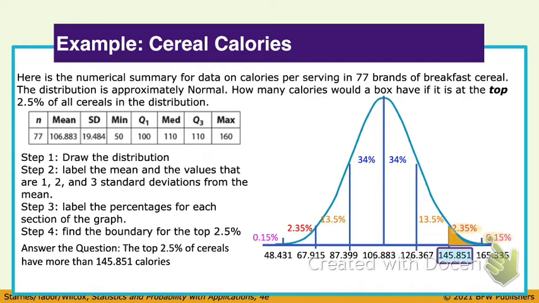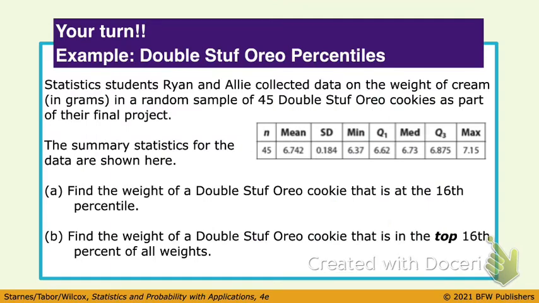Let's try this last practice problem here. We've got double stuffed Oreo. Statistics students Ryan and Allie collected data on the weight of cream in grams in a random sample of 45 double stuffed Oreo cookies as part of their final project. The summary statistics for the data are shown here. So we've got 45 of these double stuffed Oreos. We've got a mean of 6.742 and a standard deviation of 0.184, and then all that other junk as well.